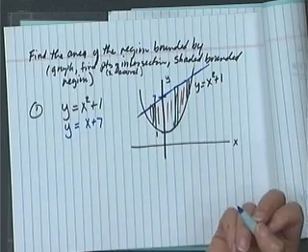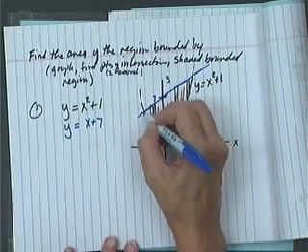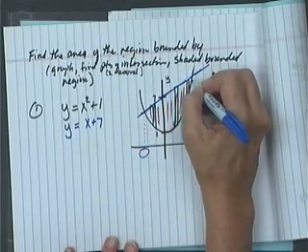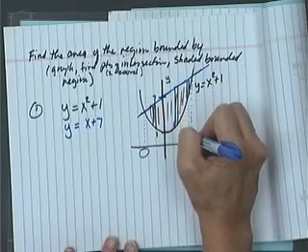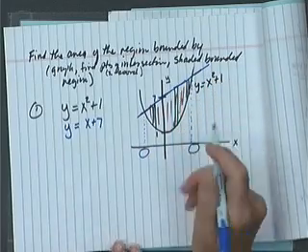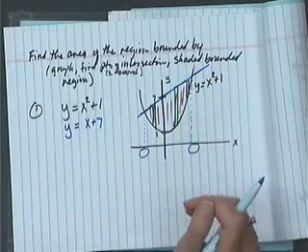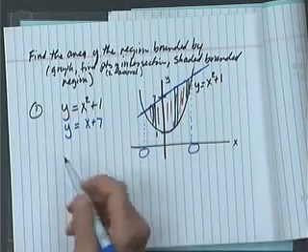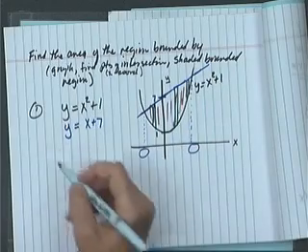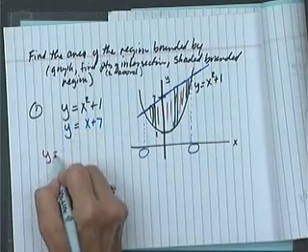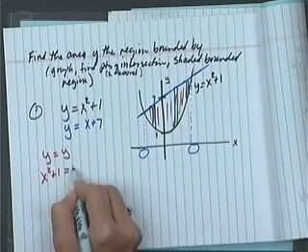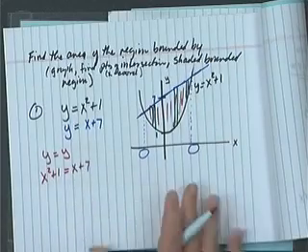Now, what have I got to figure out next? The intersection of those points. What is this value? And what is this value? So how do you find out where two curves intersect without a graphing calculator? Set the two curves equal to each other. So we'll set the y's equal to the y's. So we have x squared plus 1 equals x plus 7.